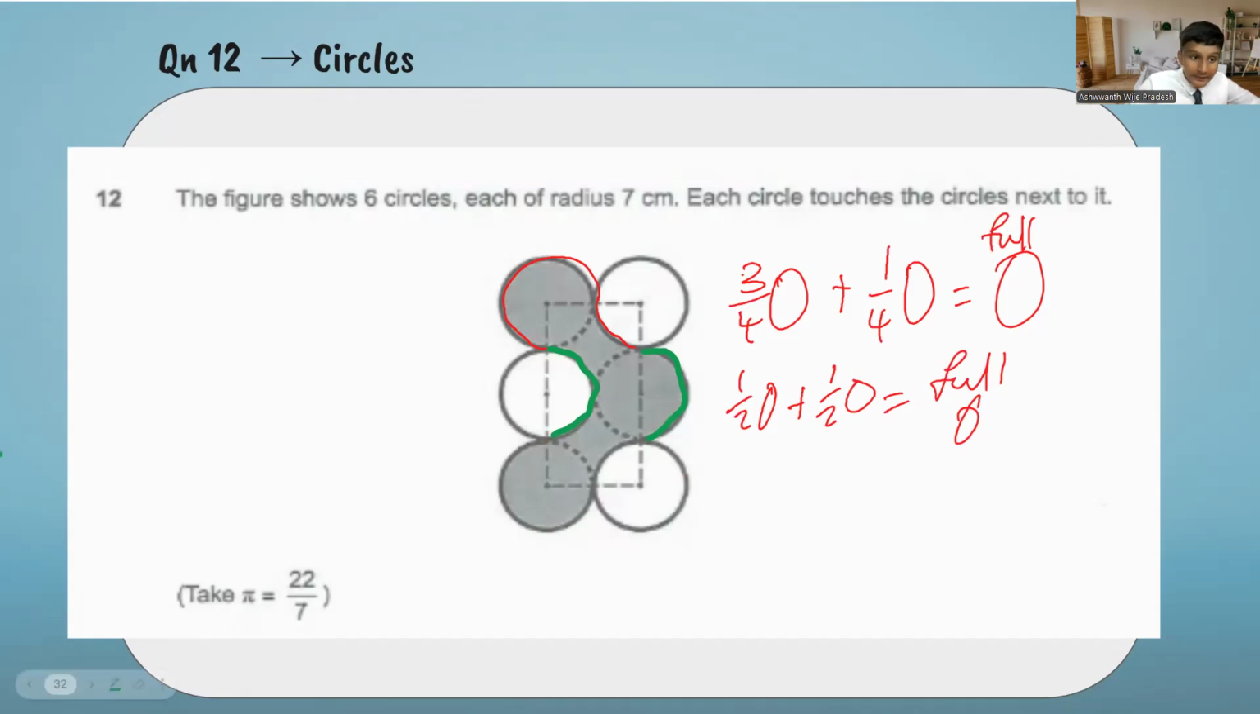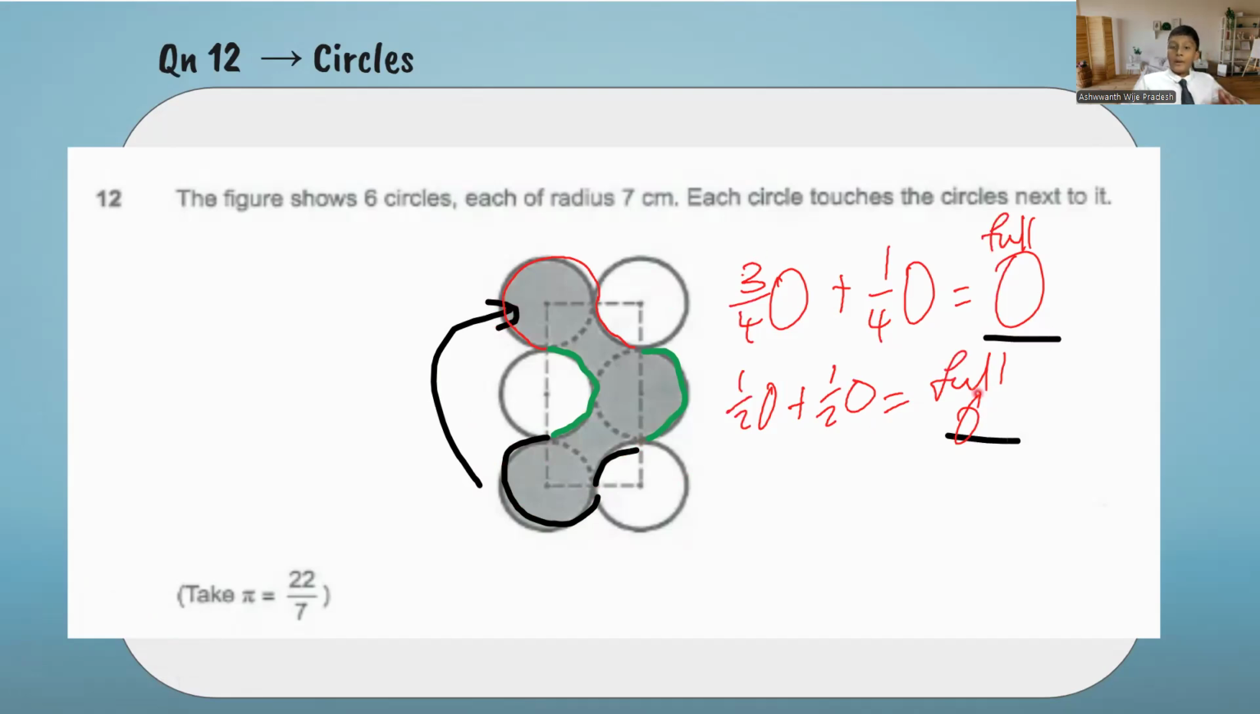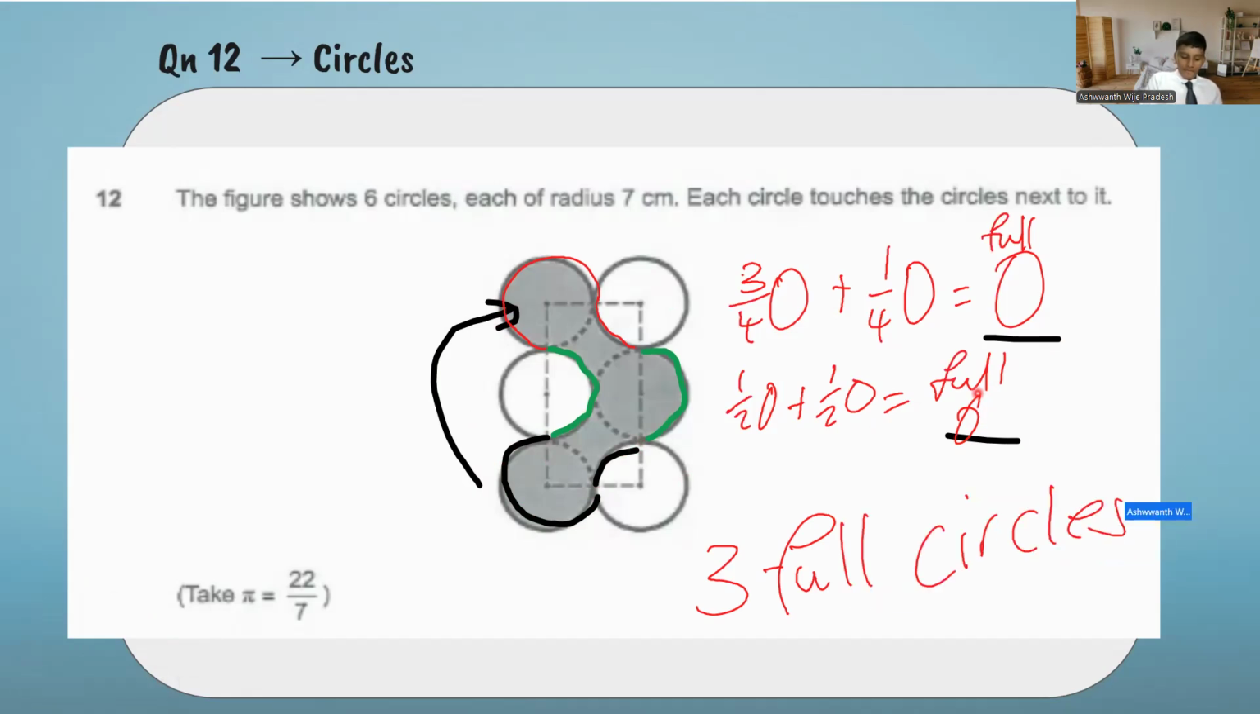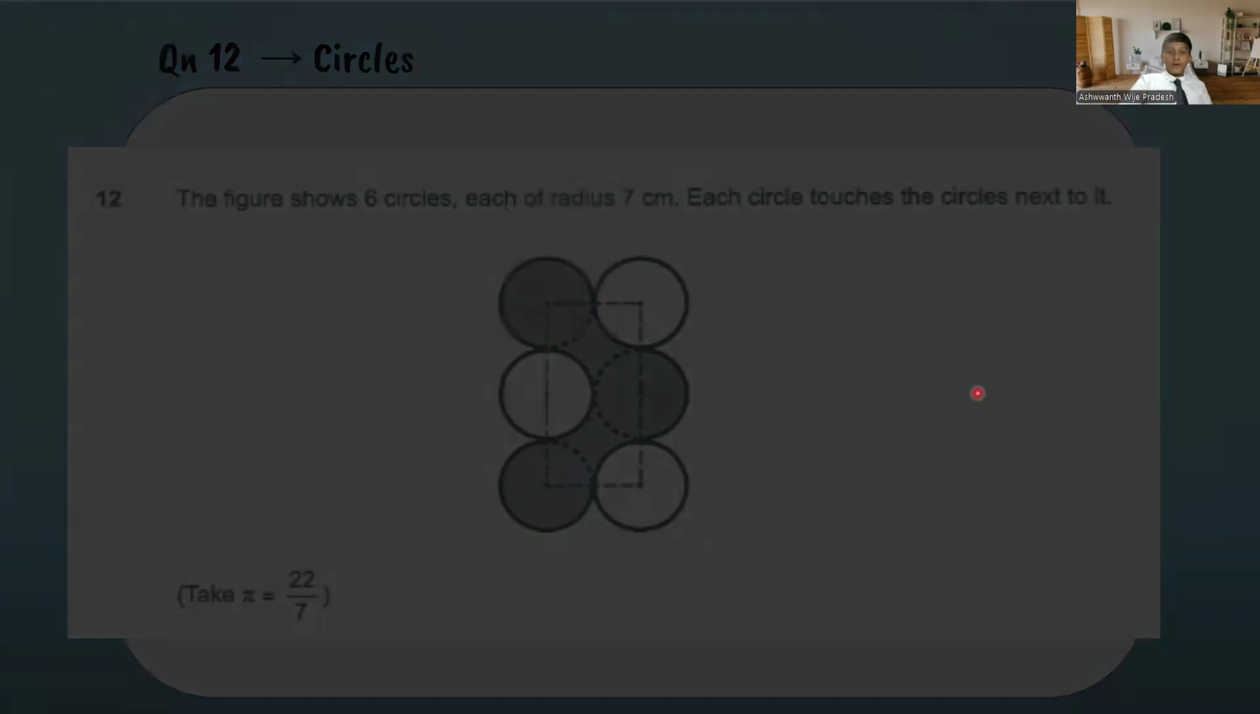Then here there's another 3/4 circle and 1/4 circle. So just like the first one, it is a full circle. So if you count, the perimeter is actually just 3 full circles. Do you realize? The perimeter is just 3 full circles. So now let's go back to the question and solve.